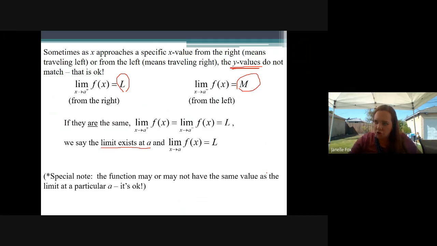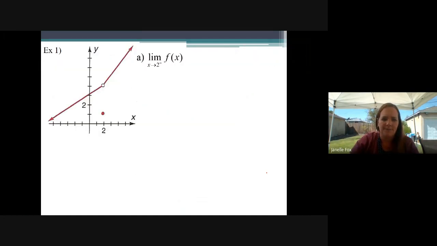Okay, a special note. This is hard to accept sometimes, but I want you to write this down. The function may or may not have the same value as the limit at that particular x value of a, and that is okay. That is perfectly acceptable if the function value is something different from the limit value. Okay, so let's look at some questions so that we can explore this, so you'll be ready to rock for your homework assignment, okay?